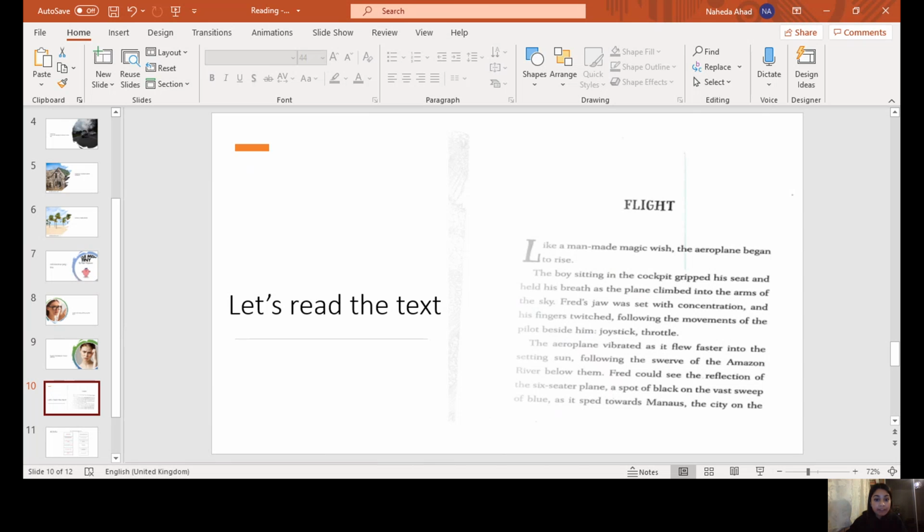So I'm just going to share my visualizer screen here, and you should be able to see my chapter here. I'm going to read the chapter, but I'd like you all to follow along the text with me with your pencil or your ruler. So Miss Ahad's using her ruler here.